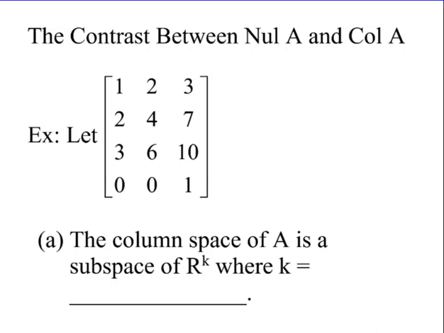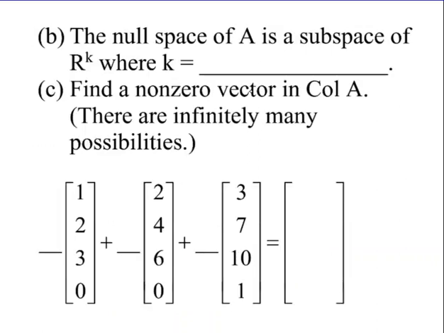The column space of A is a subspace of R^K, where K, in this example, is the number of rows. It's a subspace of Rm, and in this case we have 4 rows. That's how you find the column space for that one. The null space, where K is going to be 3, is the number of columns that you have. We were talking about an m by n matrix, so K is equal to n.